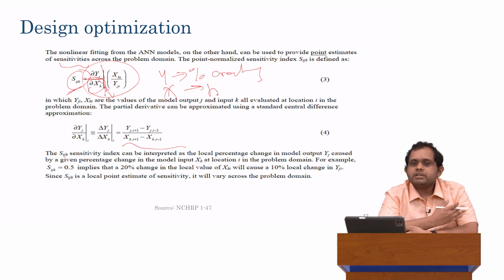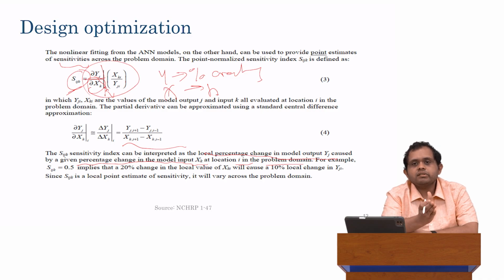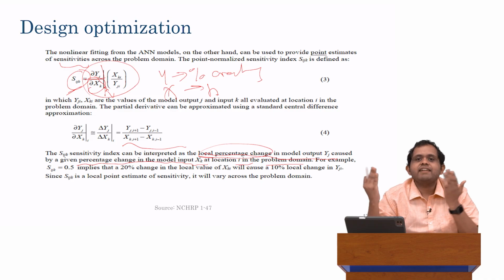How do we interpret this sensitivity? They provide some guidance on that also. The Sijk, this so-called sensitivity index, can be interpreted as the local percentage change in the model output caused by a given change in the model input at location I in the problem domain. Which again basically means if I change my thickness when everything else is the same, how much do I change my predicted cracking? That's basically the sensitivity of predicted cracking to thickness, and this is a local percentage change, meaning when everything else is kept constant.